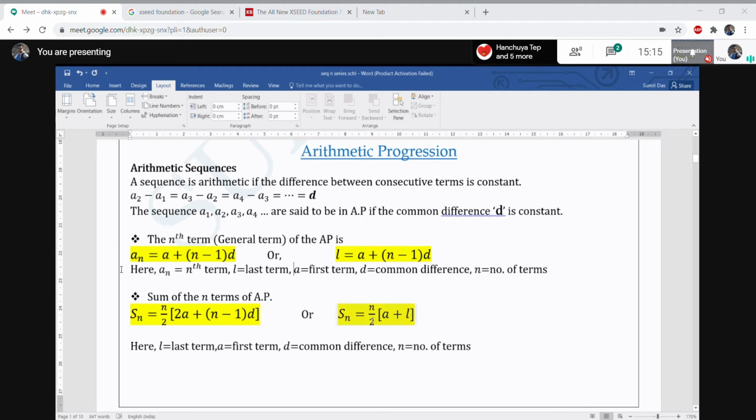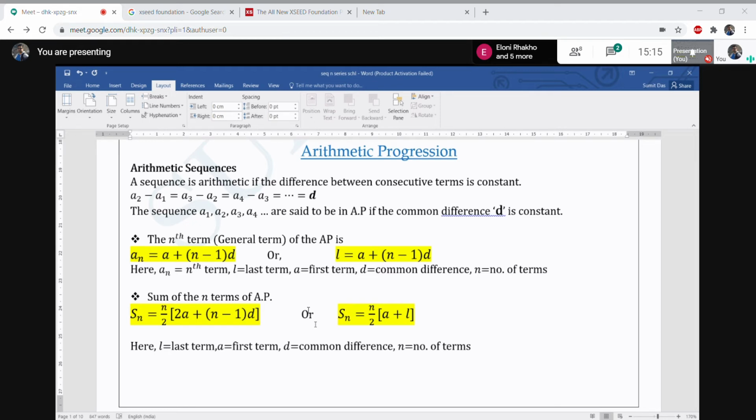Even the sum formula you learned in class 10, right? The sum of the first n terms of the AP is Sn equal to n by 2 into the bracket 2a plus n minus 1 into d, and another formula for Sn is n by 2 into a plus l, where these values are given. Basically, this part, arithmetic progression, is completely omitted from your final exam.